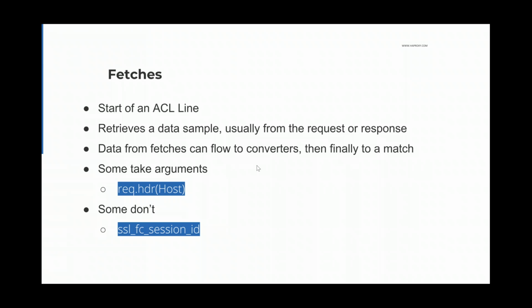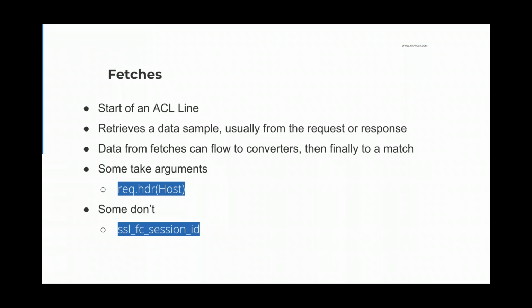So the fetch is the first part of an ACL line. The ACL line will always start with a fetch of some sort, and if you start the ACL line with a converter or something, HAProxy will complain at startup and refuse to parse the configuration. So if you see an error like HAProxy telling you that it was expecting a fetch and it got a converter, that is the first thing you should probably look at. Especially when you get into complicated ACLs, it becomes easier to make mistakes like that, and you'll probably see them eventually.